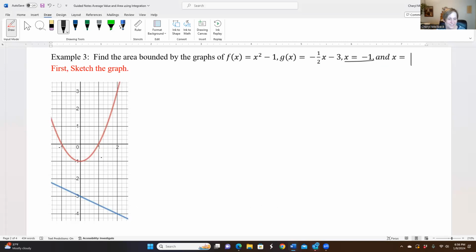So if we want to find the area, actually, let's go with 2, since we can make up any number we want. Let's make it interesting, and we'll go between negative 1 and 2. So if x equals negative 1 and x equals 2, those are the lines that we'd see here. There's negative 1 and here's 2. There we go. We want to find this area here.